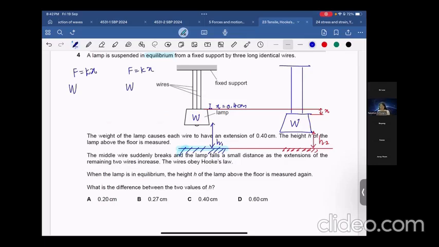W, or I put F. They have the same F. Then when three wires are in parallel, what is the spring constant? And how much does it extend in your overall system? Then when only two wires, what is your extension?